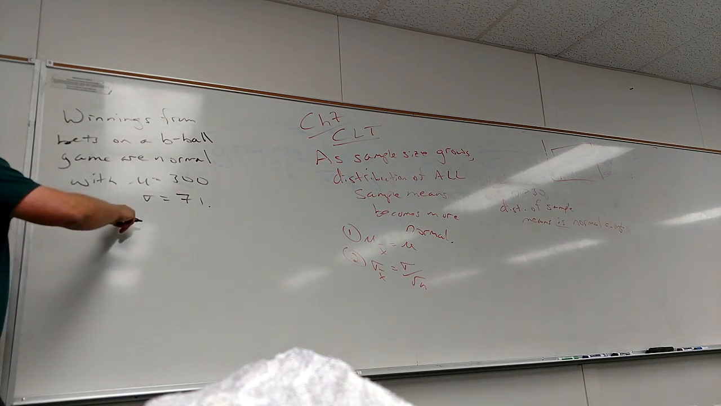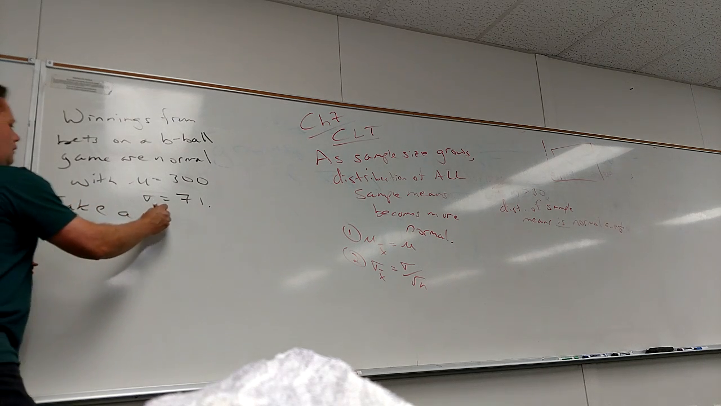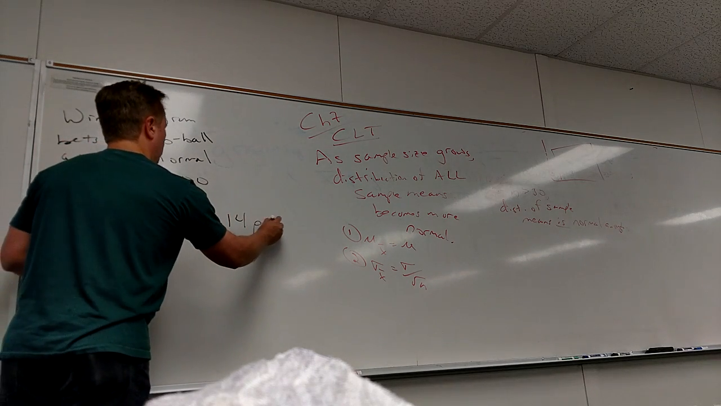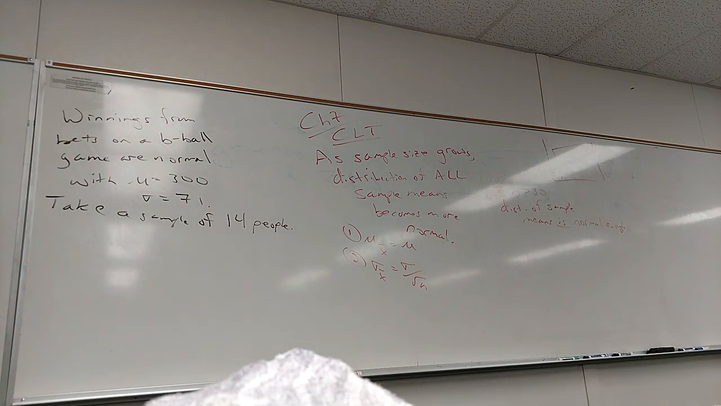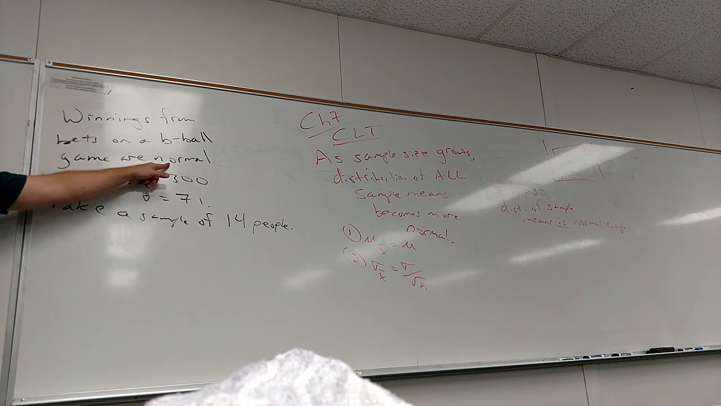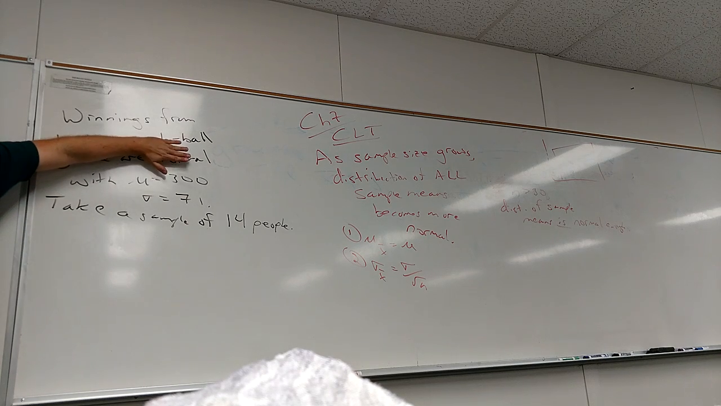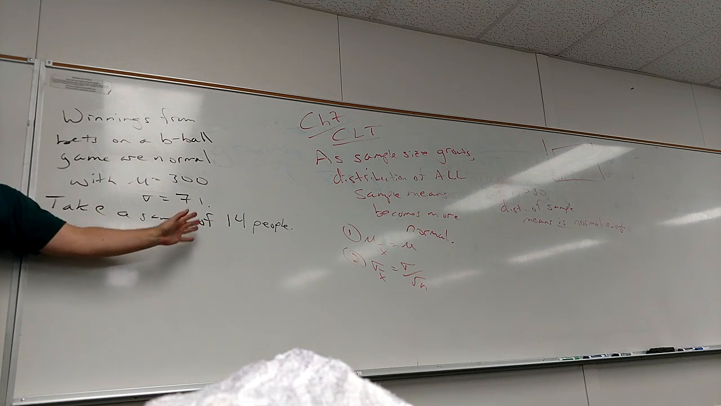So let's say this, and if I take a sample of 14 people, why is this a problem I still will be able to do? Why will I eventually be able to get probabilities for this problem? I've only got 14 people. It's normal. I already told you it's normal. I love it. If that wasn't there, this would have to be greater than 30. Or else you couldn't do it.